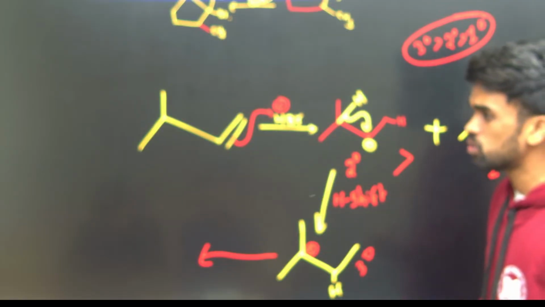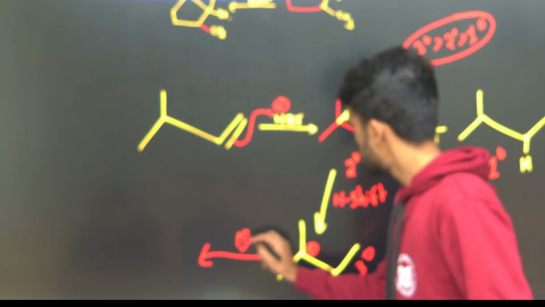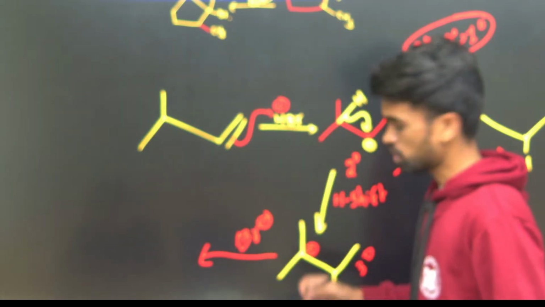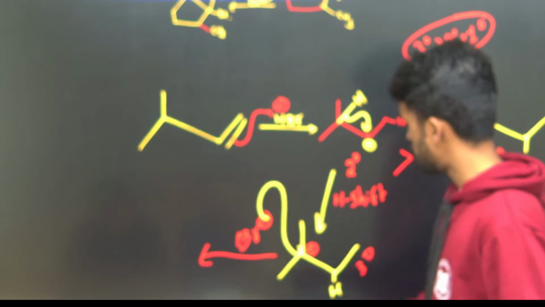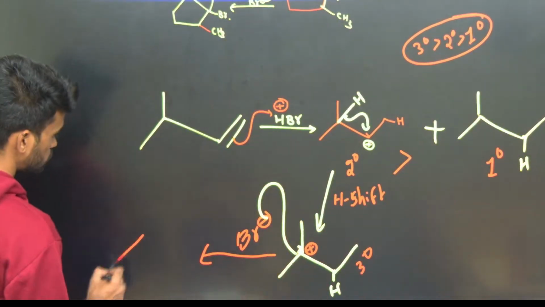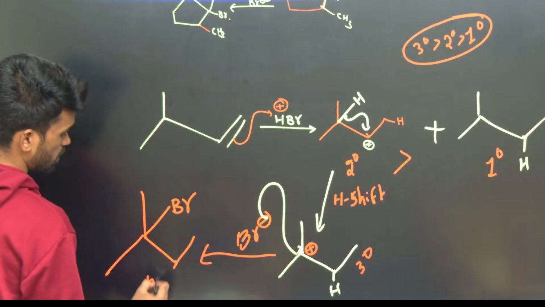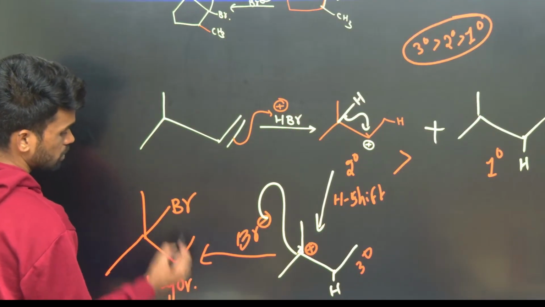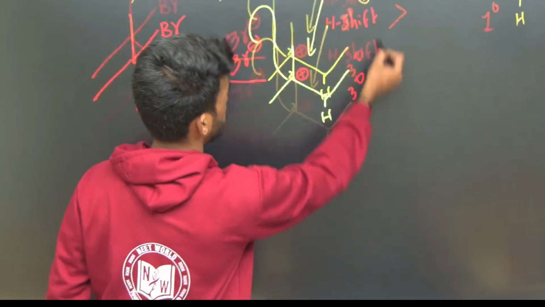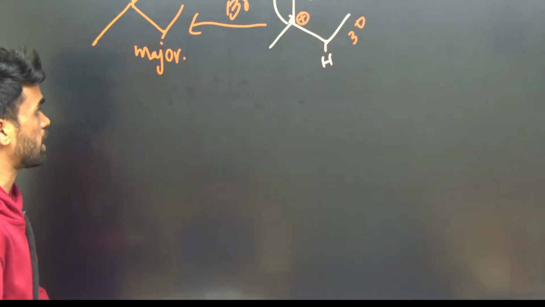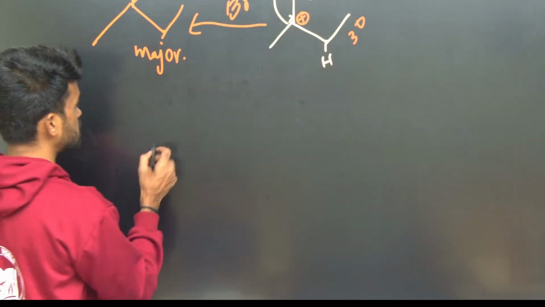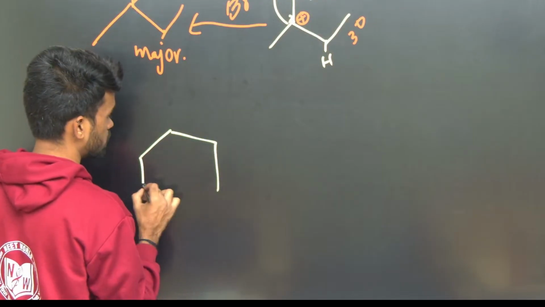After this, what do we need to do? We need to add the bromide ion. It will be added on this carbon, and you will get something like this. This will be your major product. Is this clear? Now I am giving you one more reaction for practice. Just take this in your notes and try to solve it.